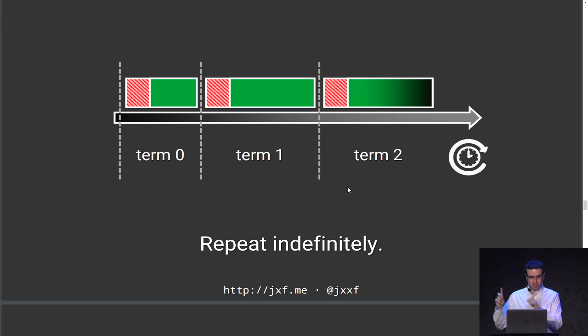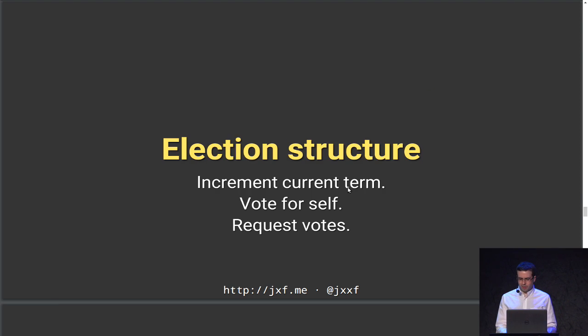What we hope is that the green bars are much, much longer than the red bars, right? We don't want to be spending our time doing elections. We want to be spending our time exchanging messages, arriving at consensus for people making requests to us. Here's how an election works. Election has 3 steps. You increment your current term, you vote for yourself, and then you ask for votes from everyone else.